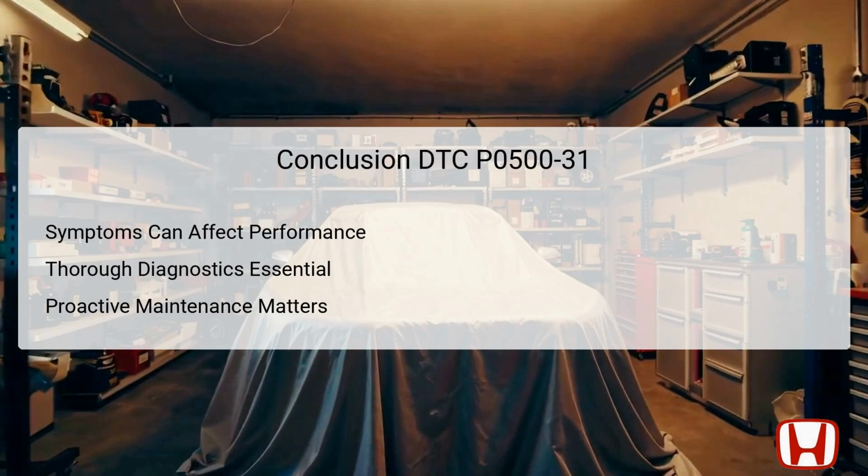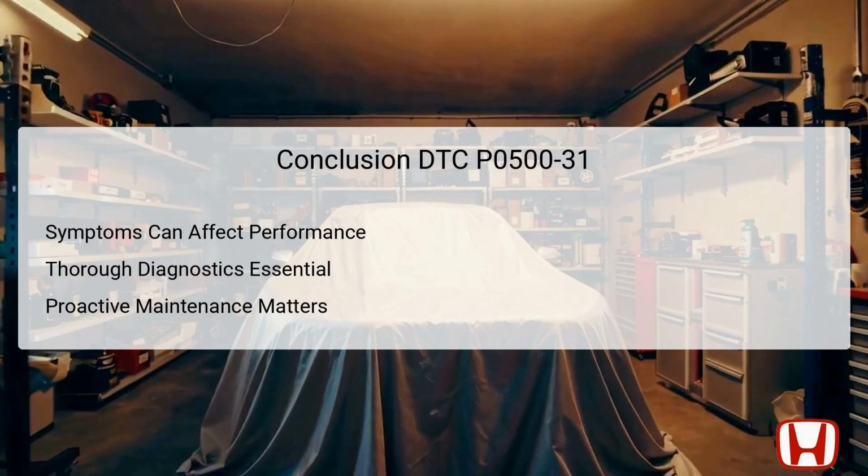In summary, DTC P0500-31 indicates significant issues with the CVT speed sensor circuit that can hinder the vehicle's performance. Symptoms such as erratic speed readings and transmission issues can arise, emphasizing the need for a thorough diagnostic approach.